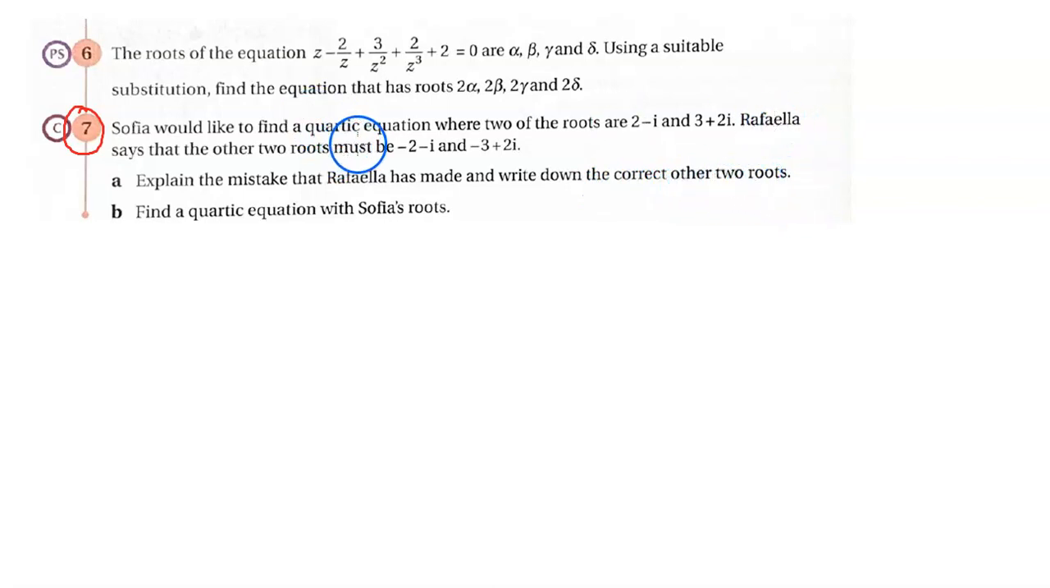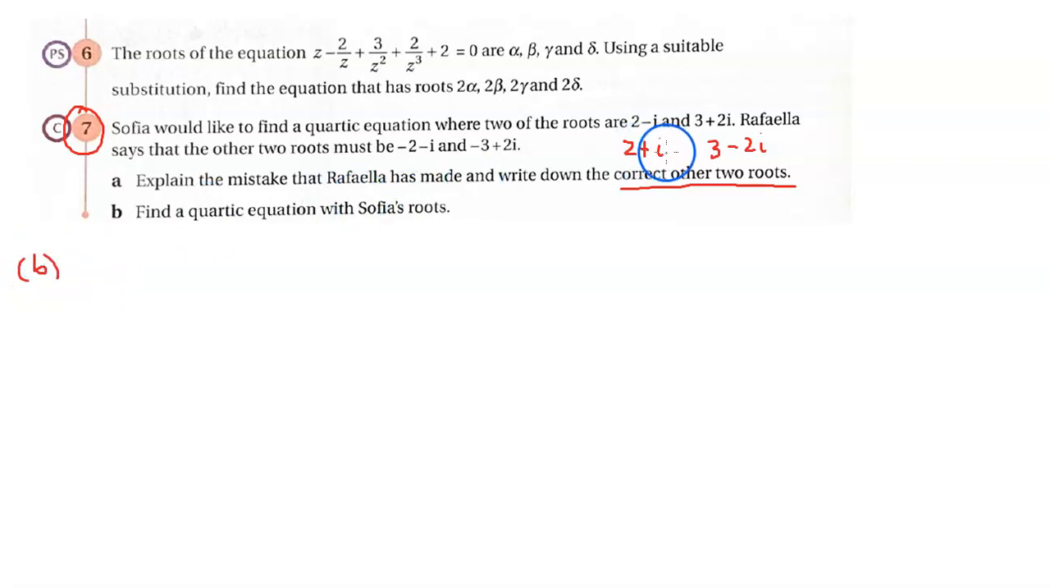So Rafaela has made a mistake about what complex conjugates are, and so the other 2 roots must be 2 plus i and 3 minus 2i. So those are the correct other 2 roots. So Rafaela's mistake is that he doesn't know what complex conjugates are. And then for part B, it says find a quartic equation with Sophia's roots.